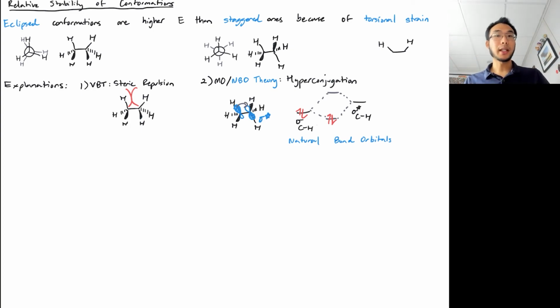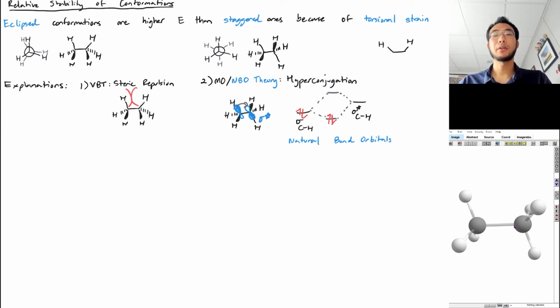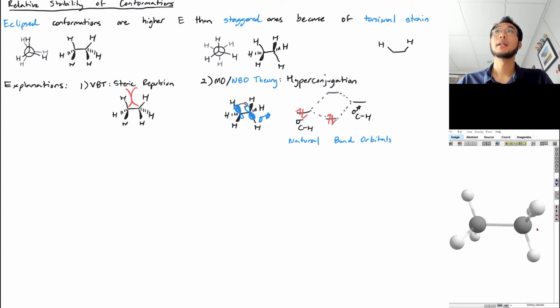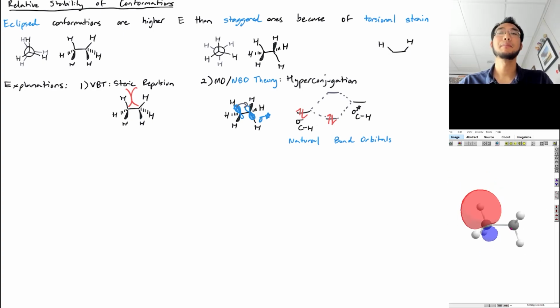I think it helps to look at this in the computational forms. So here I'm showing you a model of ethane. It's in the staggered conformation like this. And so I'm going to go ahead and turn on the CH sigma bonding natural bond orbital. It looks like this right here. And so I'm showing that to you in red, blue.